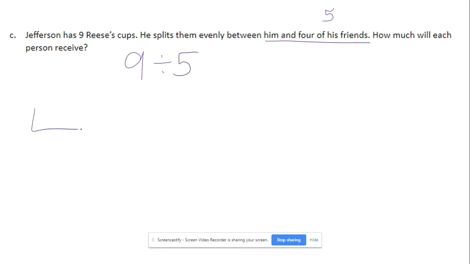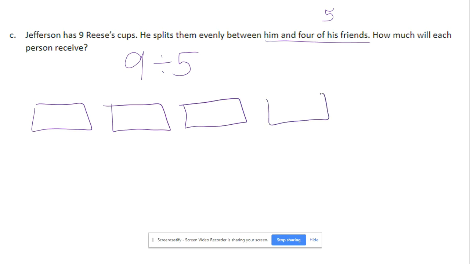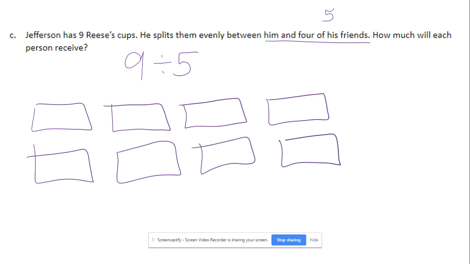So let's start. We have 9 wholes, because that's what we're splitting up. We're not splitting up the people. That would be very bad. And we have 9 wholes. We're splitting that between 5 people. So that means each of the Reese's cups is going to be split into 5 equal parts.